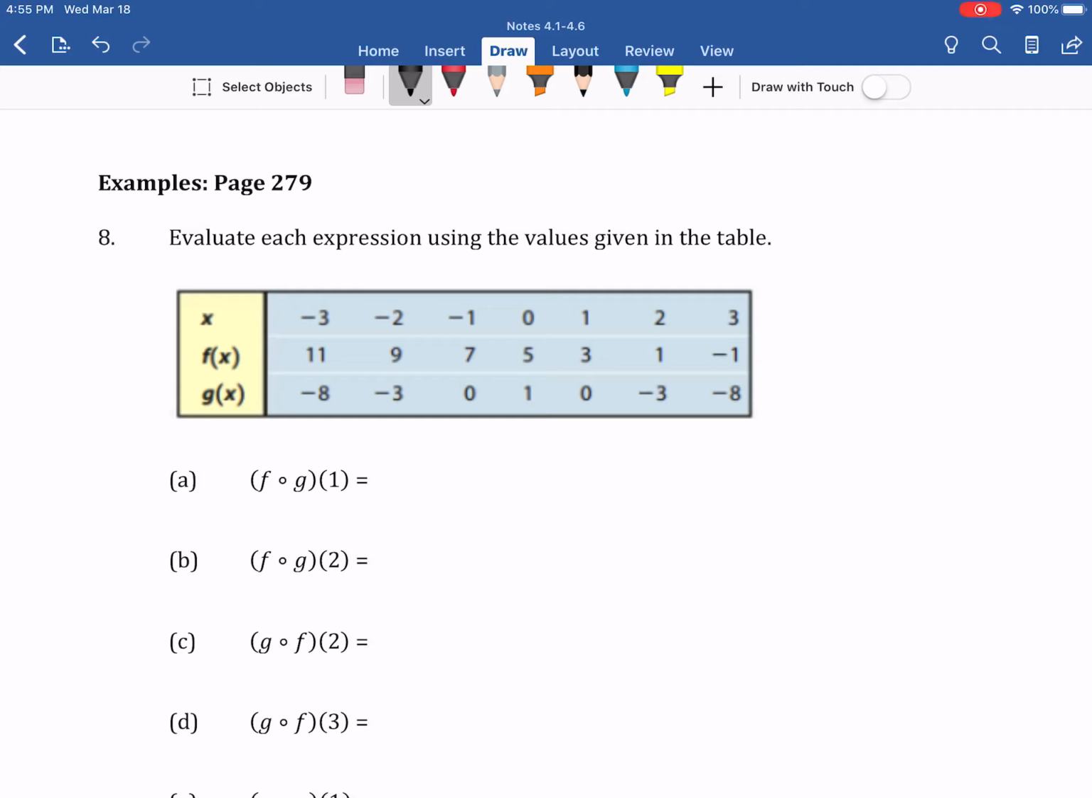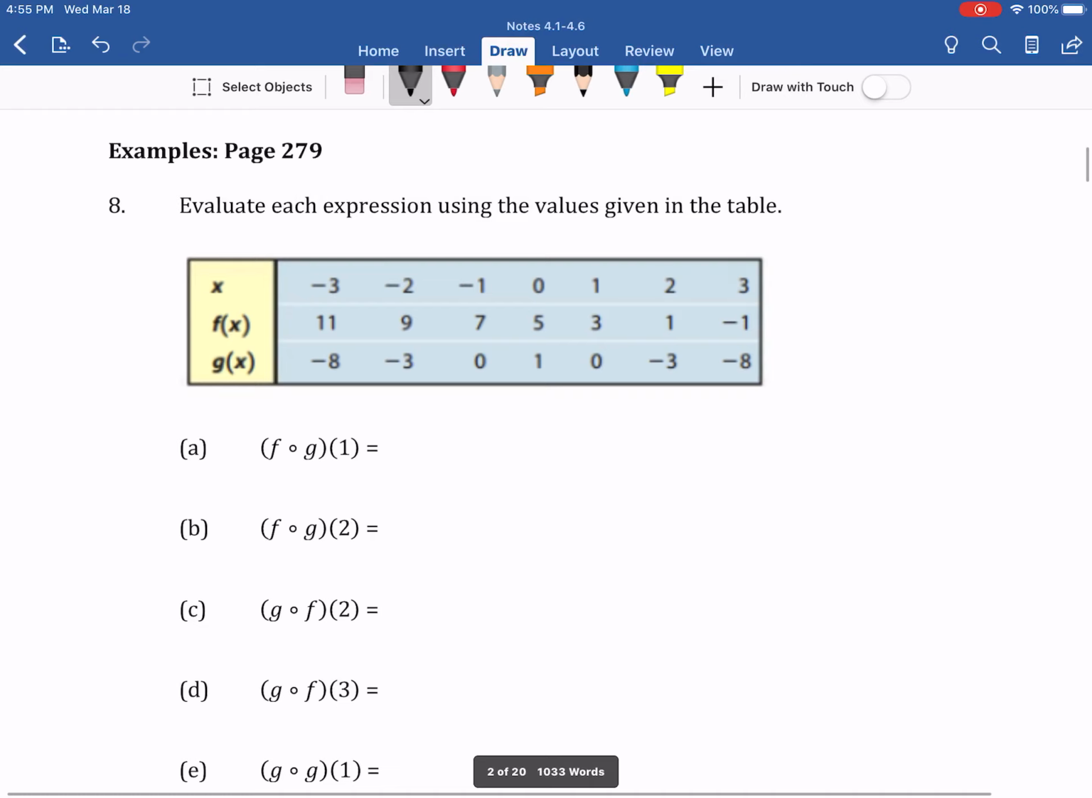We are continuing our discussion of the 4.1 notes. This is page 2 now. Example question number 8. Evaluate the expression using the values given in the table. All right, so this is how it works. Example 8, part A, means you want to find f of g of 1.